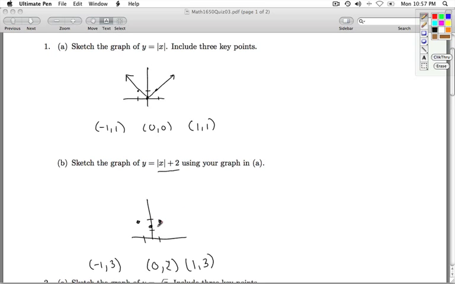1, 3. And it's going to have the same basic shape. It's going to have that nice V shape that we had before. Okay, so it's the same graph. We've just moved it up 2 because we're adding 2 outside the function. And that'll do it for number 1.